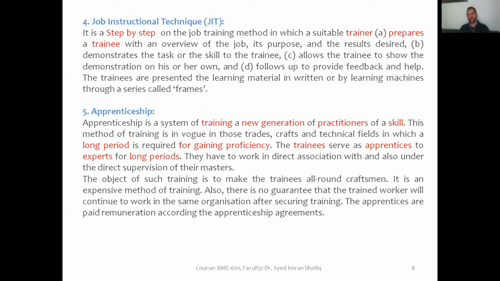For example, you must have heard that there are a lot of apprentices working under a lawyer, because to learn and to become a master of law of a country, it requires a long period of time. Or for example, there are a lot of apprentices under a chef, because a large variety of food can be cooked. It needs a lot of time. So for these trades and crafts, this method is used.